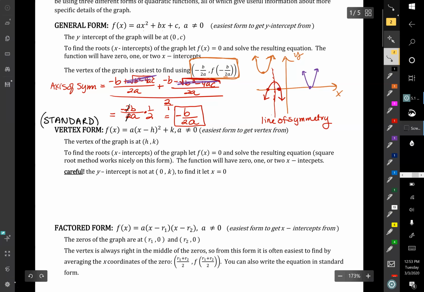So vertex form: f of x equals a times quantity x minus h squared plus k, where a is not equal to 0. Because again, if a is 0, then we're not going to have a quadratic. So this is the easiest form to get. In vertex form, the vertex is at (h, k). So be careful not to make it negative. If it's a minus, it's just going to be whatever h is. If it's a plus, it'll be the opposite sign. k is just the same.